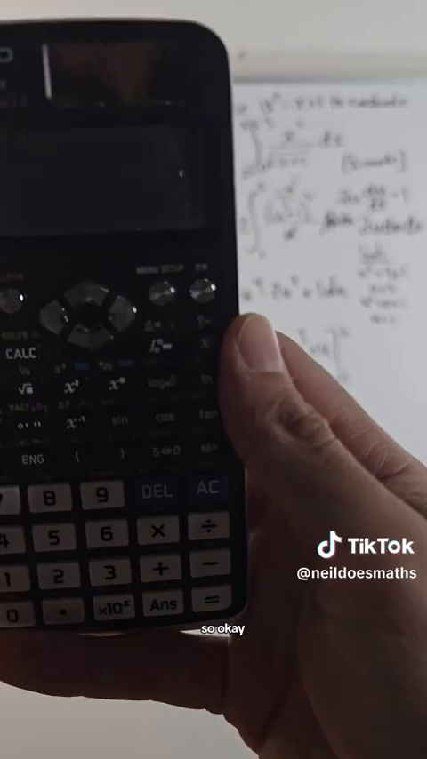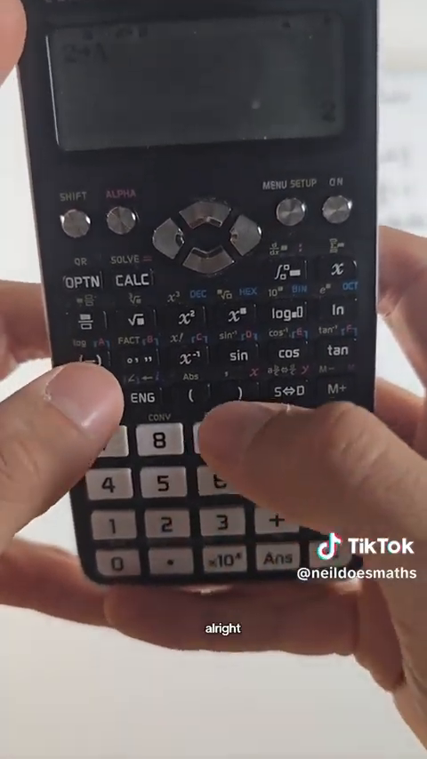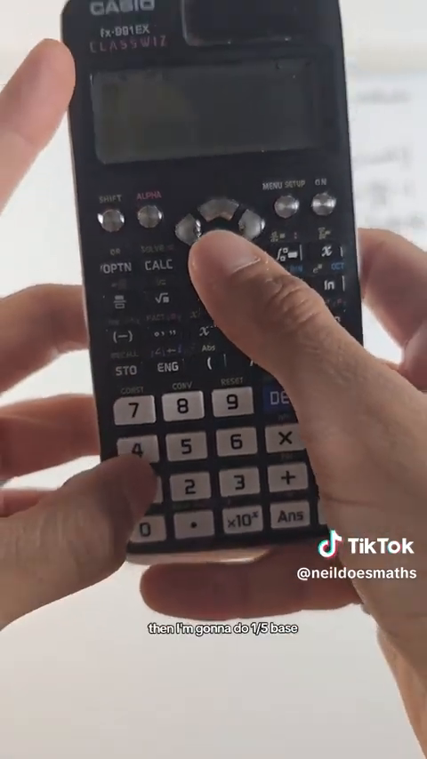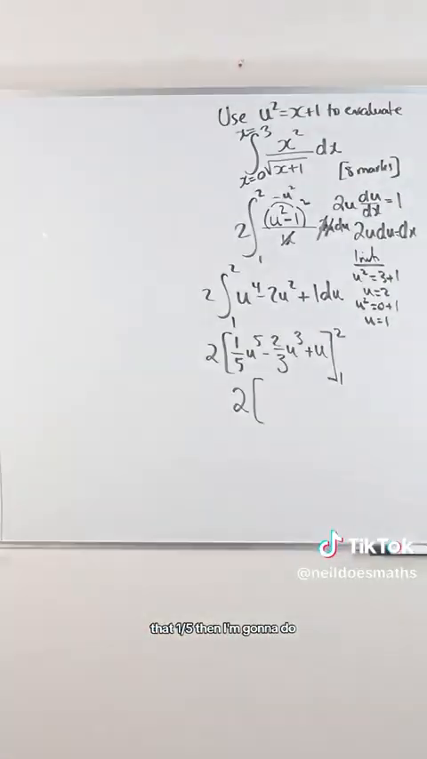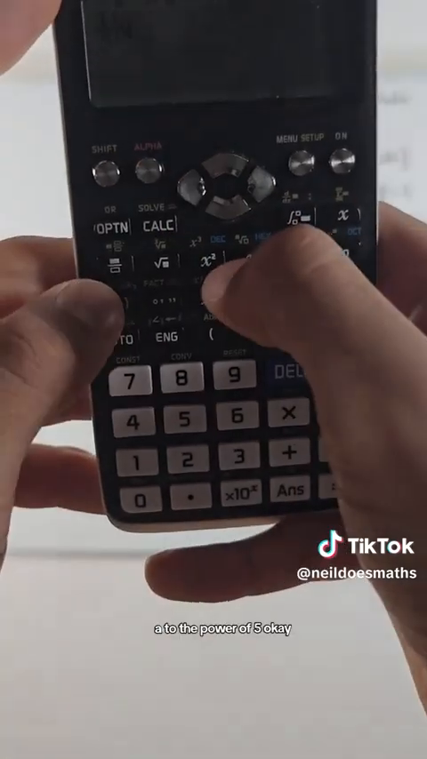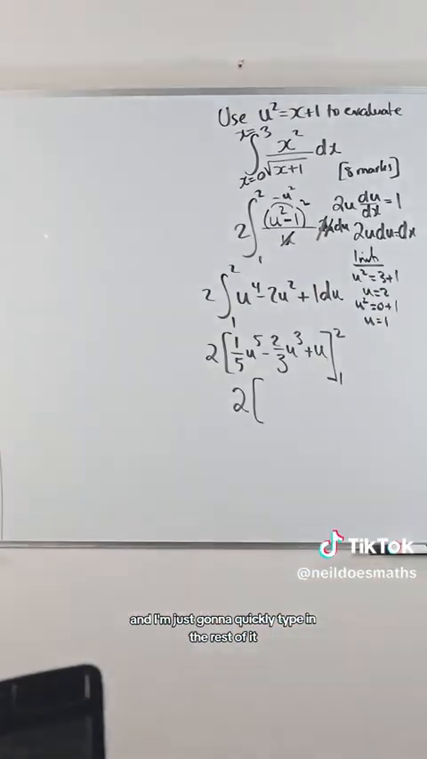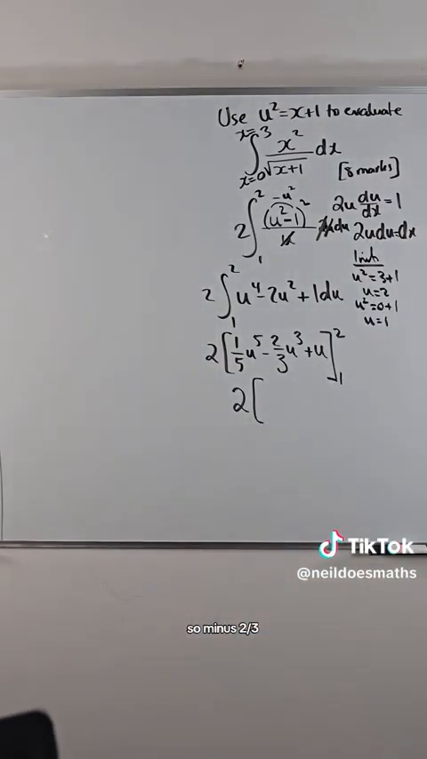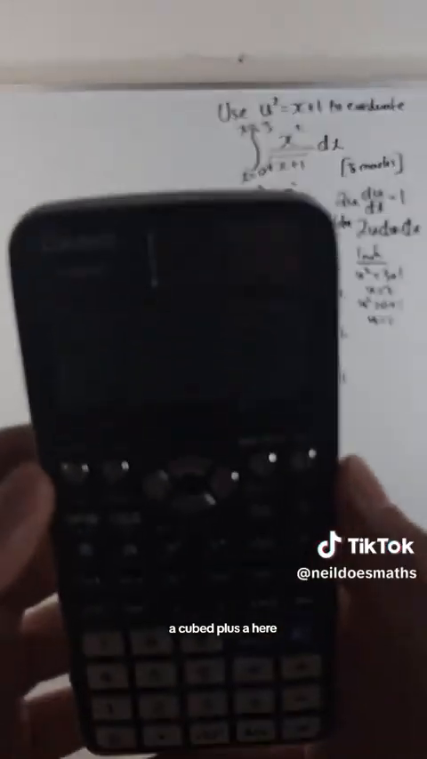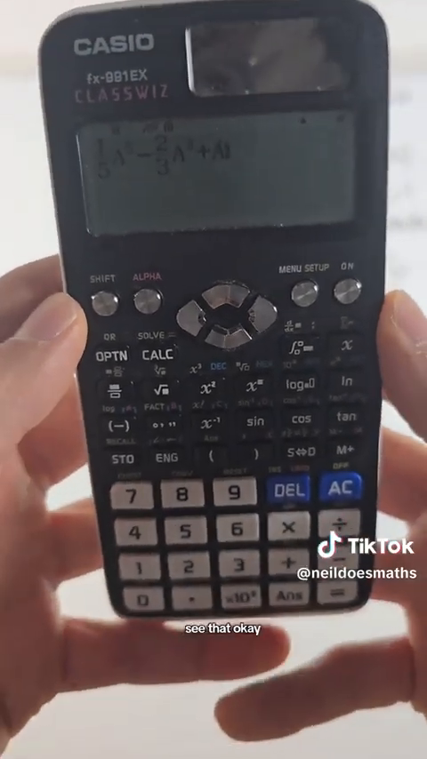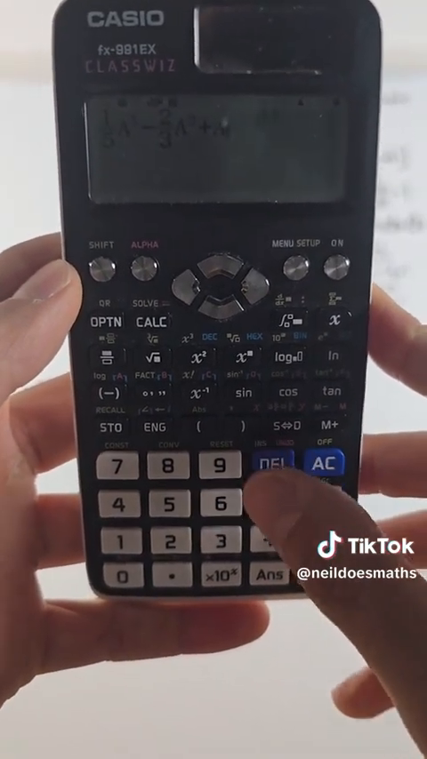So, okay, where are we? Here. So I'm going to do 2, store it as a. Alright? Then I'm going to do 1/5. Basically, I'm going to type in, I'll show you the first bit, that 1/5. Then I'm going to do a to the power of 5. Okay, and I'm just going to quickly type in the rest of it. So minus 2/3 a cubed plus a. Here. See that? Okay, I'm going to press equals. Just like that.